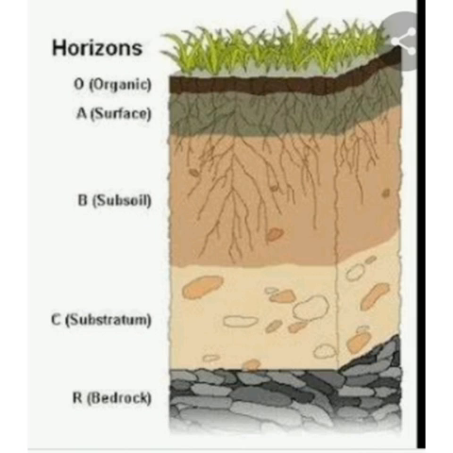Next, horizon B. Below horizon A, horizon B is present. This layer is a harder region. It contains a large amount of pebbles. This layer contains very little organic material or humus. Roots of trees and shrubs are present in this layer. This layer is also called the subsoil.